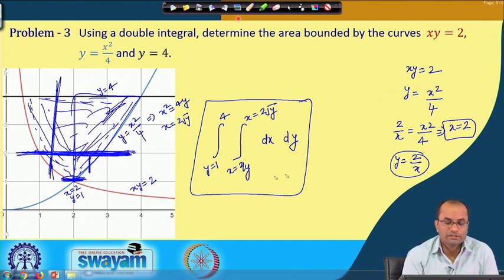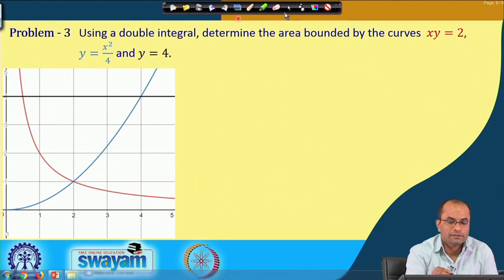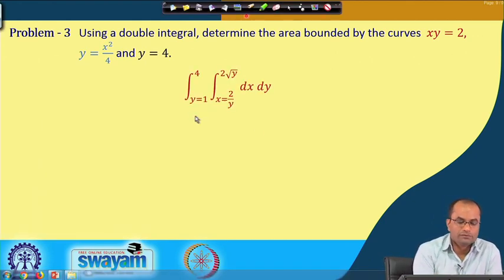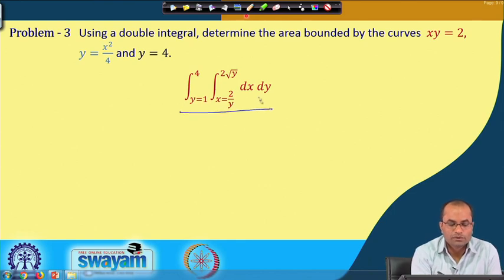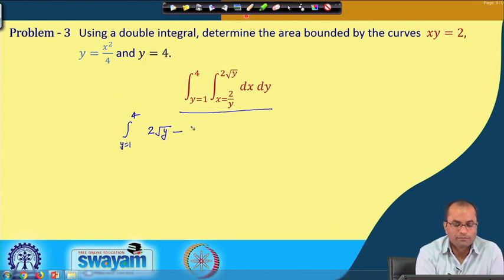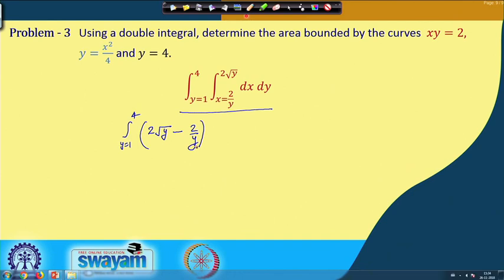We can compute this integral. So, let us do that. This is the integral we want to compute now. For the outer one, y goes from 1 to 4. For the inner one with respect to x first, we have x and then we will put the limit. The upper limit 2 square root y minus 2 over y, so 2 square root y minus 2 over y, and dy.